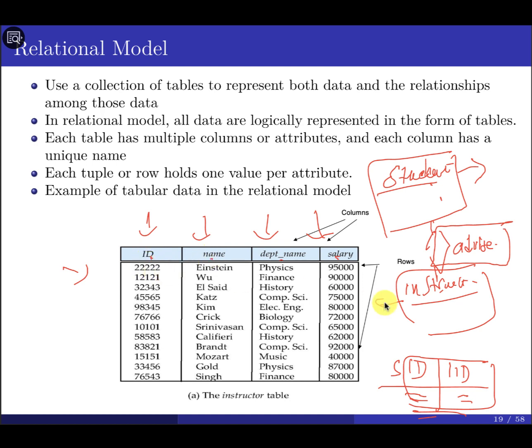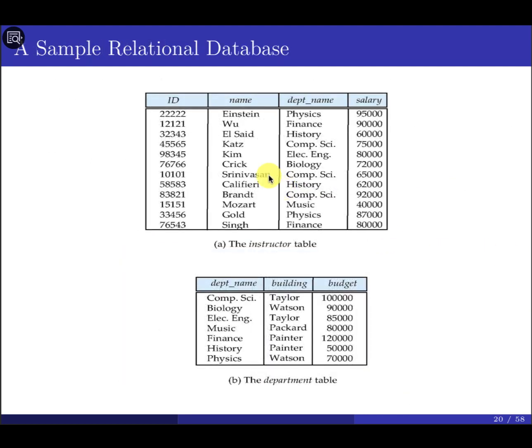And also each tuple, or we call this a row, contains information about, in this case, a specific instructor, which is going to hold one value per attribute. They have a value for the ID, a value for the name, a value for the department name, and a value for the salary. Okay, and this is, for example, the department table. It contains information about the department name, building, where the building is located, and the budget.